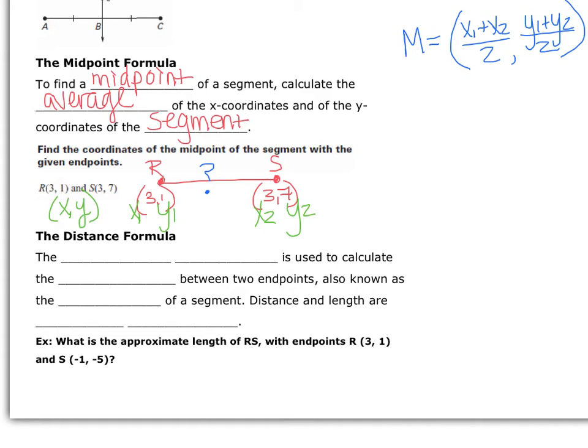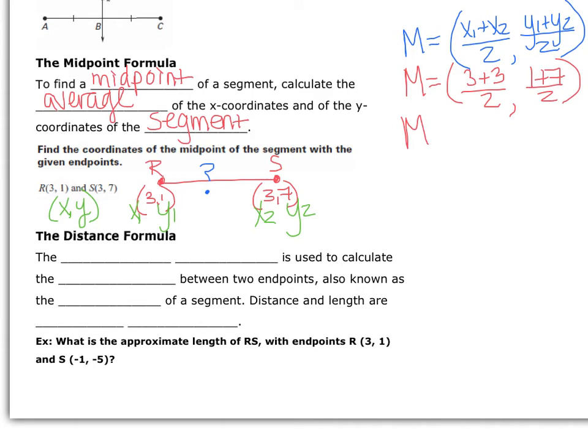It really doesn't matter which one is 1 and which one is 2. Like R does not have to be x1, y1. You can flip it because over here we're just adding, and so when you add, it doesn't matter which one comes first. So now we're going to take this and plug it in. So midpoint equals add the x's. So you have x1 plus x2 divided by 2. Then add the y's, 1 plus 7 divided by 2.